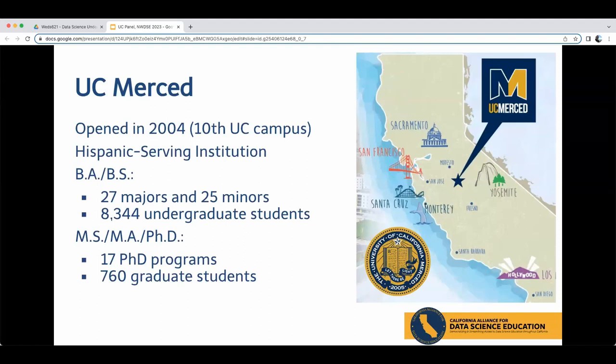It opened in 2004 to graduate students, and then in 2005 they admitted undergraduate students. A third of our students come from the Central Valley, a third from the Bay Area, and a third from Southern California, so it's all over the state. It's a Hispanic serving institution, and we're a full-fledged UC school, meaning we offer PhD graduate studies. We have 27 majors and 25 minors, more than 8,000 students, 17 PhD programs, and about 750 graduate students.